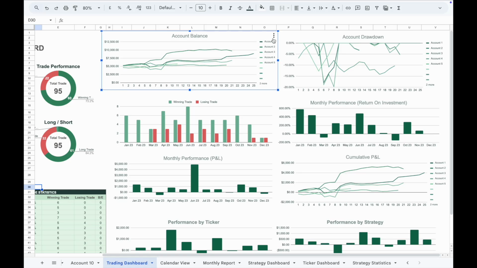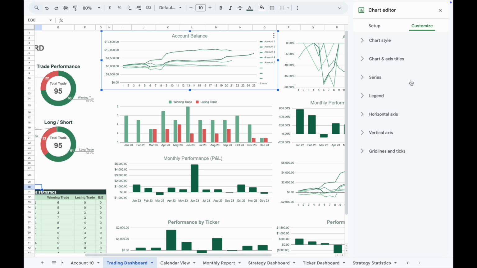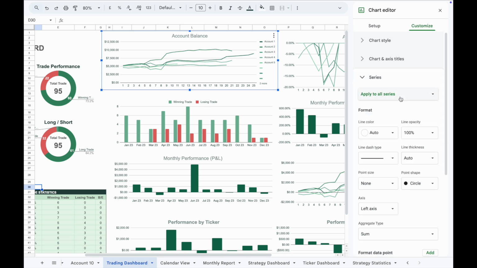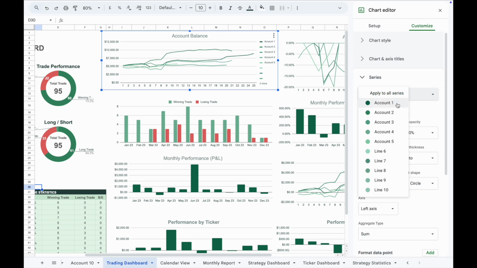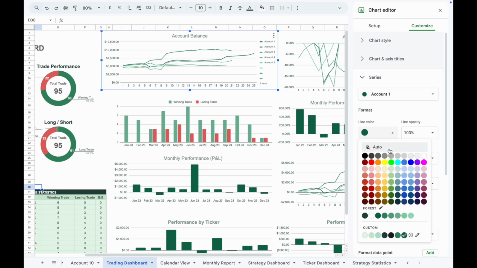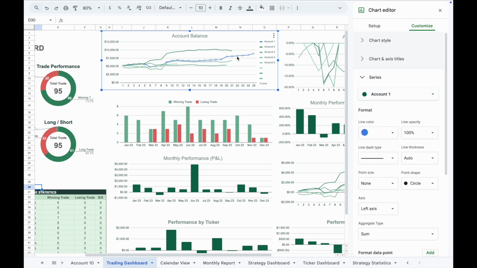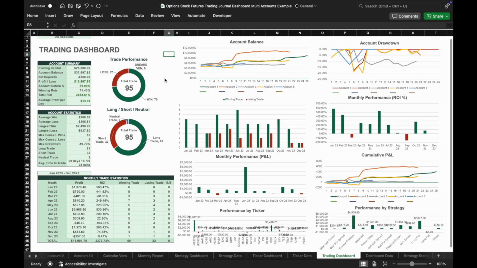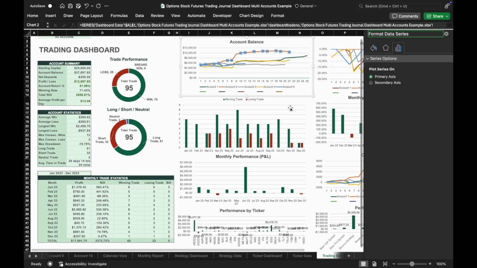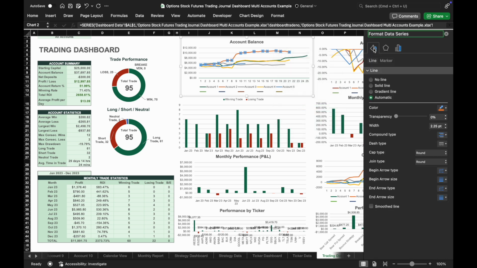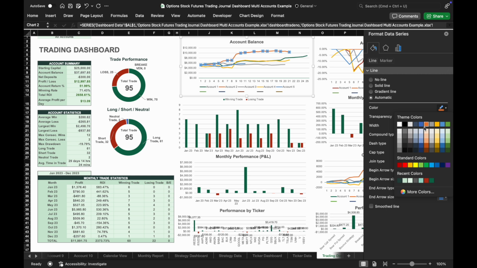Here's a quick guide to editing graph line colors. For Google Sheets, go to Edit Chart and edit the colors for each account. For example, for account 1, if you want it in blue, you just select blue, and the line graph in this chart will change to blue for account 1. For an Excel line graph, right click on the desired line, select Format Data, and change the line color manually. For example, if you want to change the color to blue, you just select the blue color here.